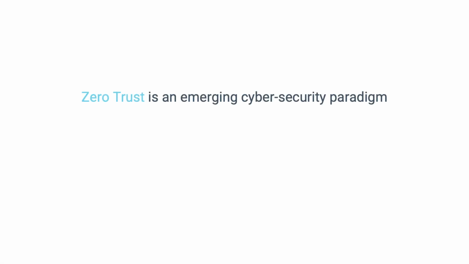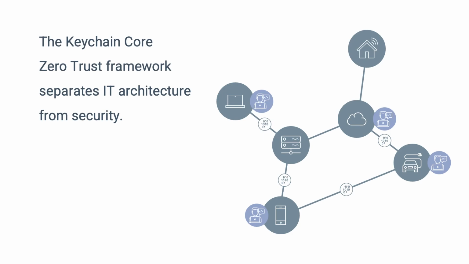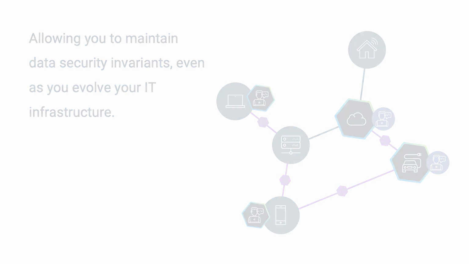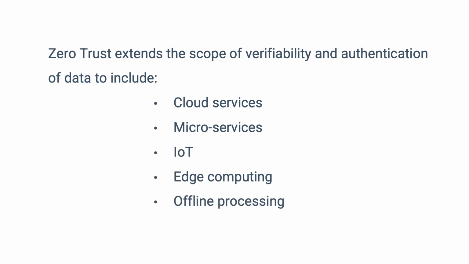Zero trust is an emerging cybersecurity paradigm that aims to provide more control over data security and trust management. Zero trust separates IT architecture from data security, allowing you to maintain data security invariance even as you evolve your IT infrastructure. Zero trust also extends the scope of authentication and verifiability of data to include cloud services, microservices, IoT, edge computing, and offline processing. This removes unaccountable third parties from the trust relationship.